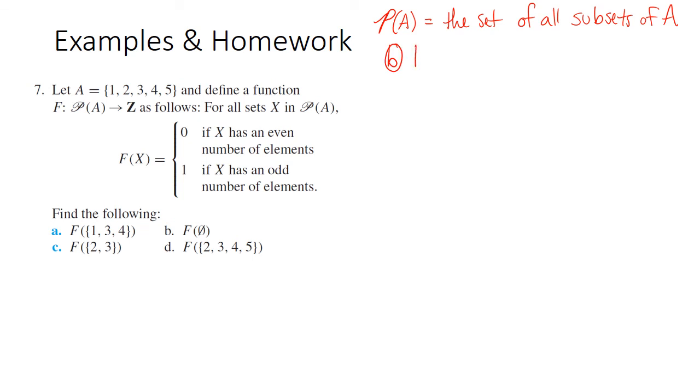So part B, capital F of the empty set. The empty set, how many elements does that have? That has 0 elements. So this is going to be 0. The empty set has 0 elements.